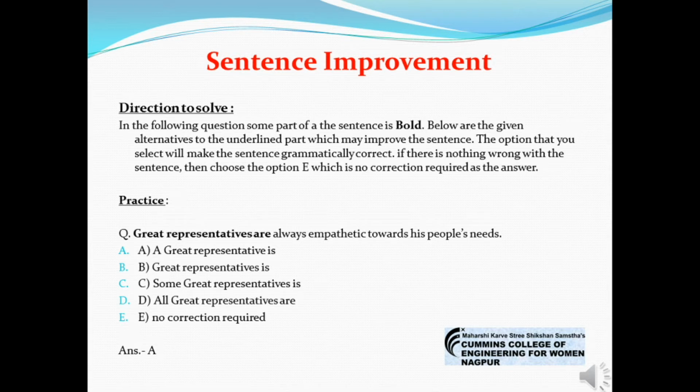We'll see through the hint word. And here the hint word or defining word is "his." It is in the predicate part of the sentence and refers to a subject that is singular in nature. Here, "A great representative" will make the sentence more correct. So the correct option is option A.